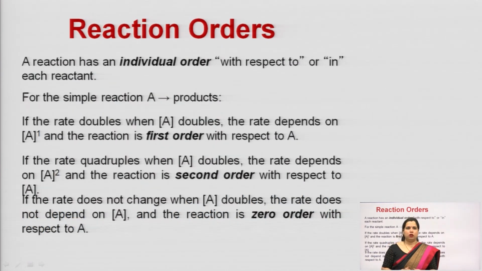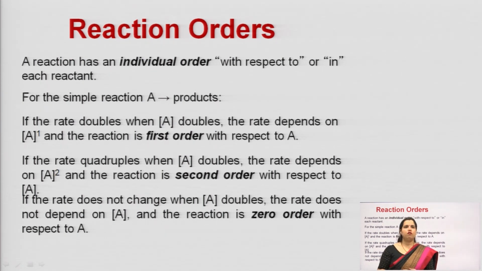Now, reaction orders. A reaction has an individual order with respect to each reactant. For example, if one substrate participates in a reaction to give a product, that means it is following a first order reaction. If the reactant's concentration is independent of the rate of reaction, that is considered a zero order reaction.